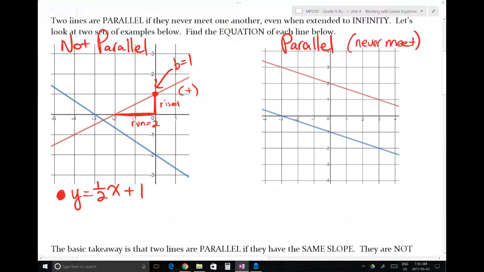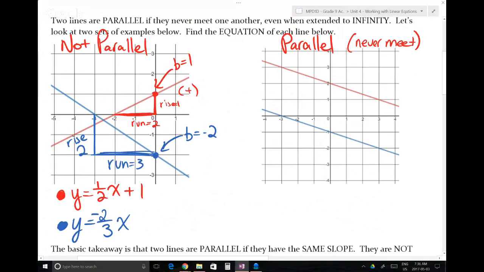For the blue line, this has a b of negative 2. We'd make our triangle here like this. That's a run of 3, a rise of 2. So for the blue line, y equals rise over run, 2 over 3. This one is going down, so it's a negative slope, negative 2 over 3, and then plus b. In this case, b is negative 2, so minus 2. Y is negative 2 over 3 x minus 2. And we don't see much connection in those two.